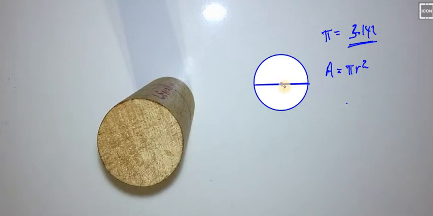And the radius is half of the diameter. So this diameter, find half of it, that's the radius. We have a radius length here, from there to there. We also have another radius length here, from there to there, right? Okay, good.